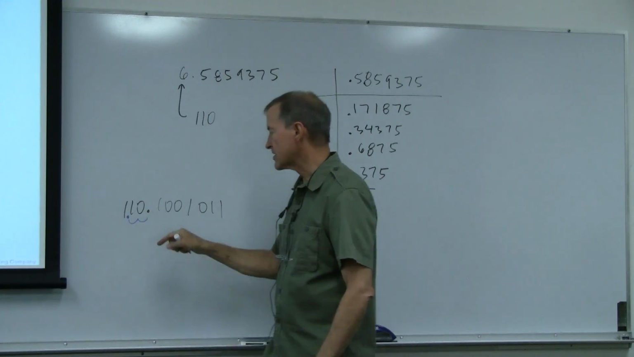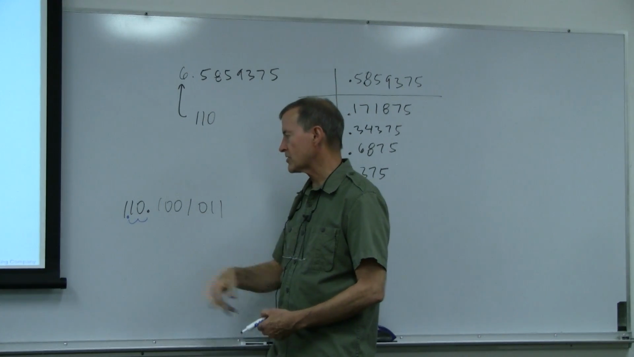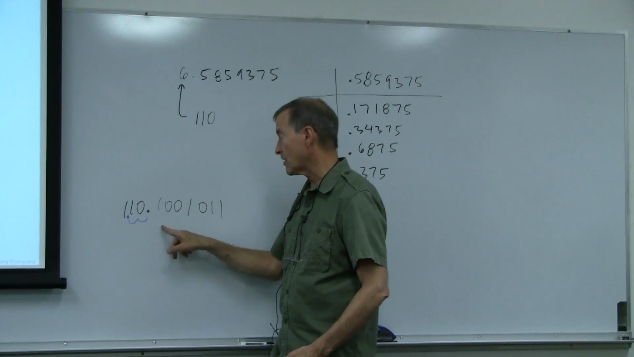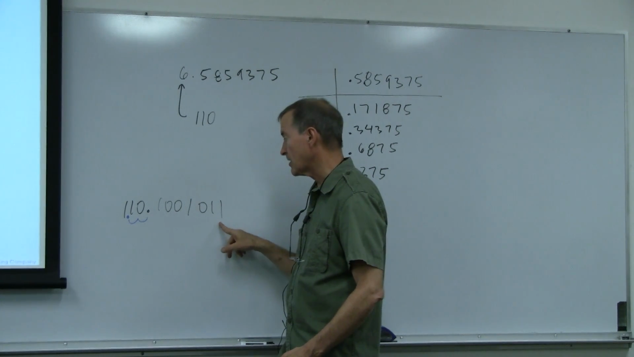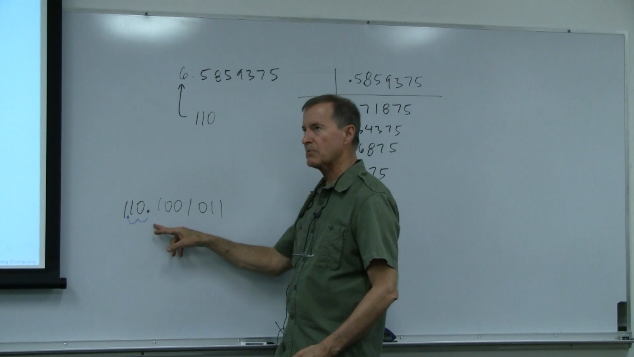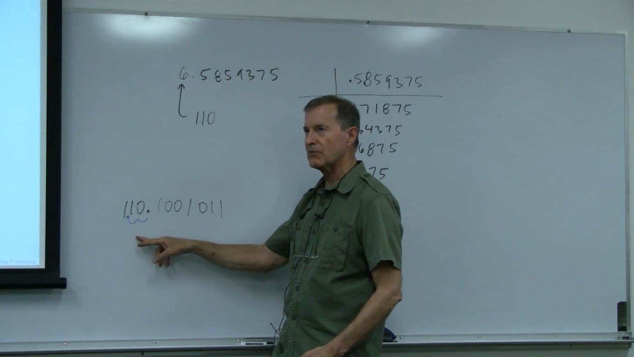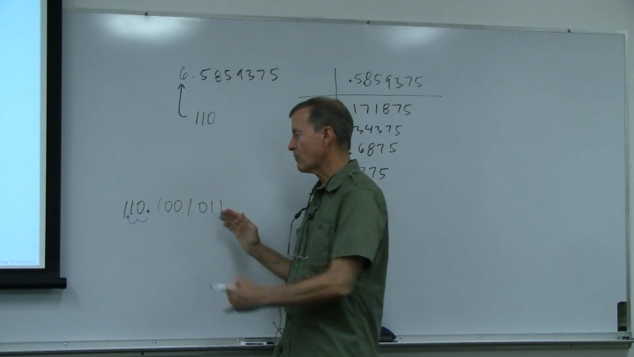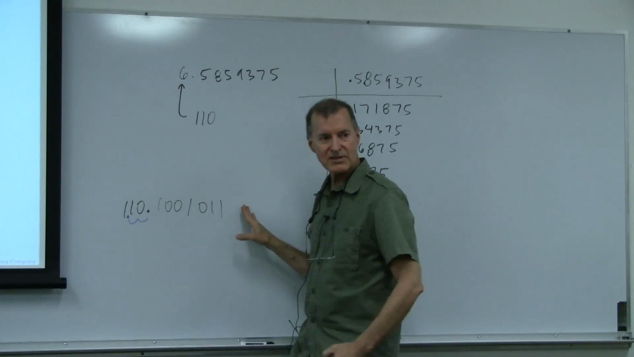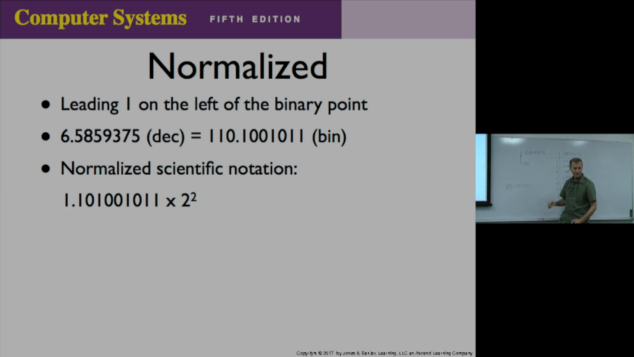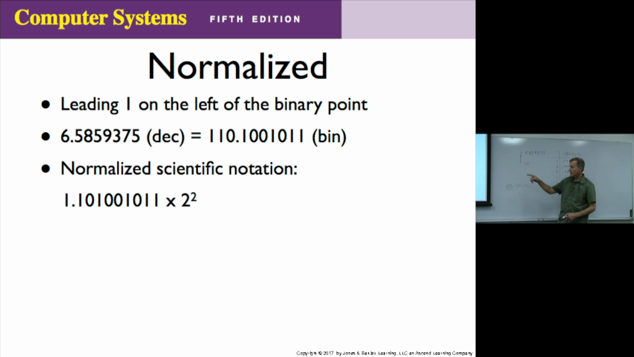So what is the number written in binary scientific notation? It's 1.101001011. But now what did we do? Would this be times 2 to the 2 or times 2 to the negative 2? We're making this smaller, so it'd be times 2 to the 2, as shown on the slide. Does everybody see how that works?